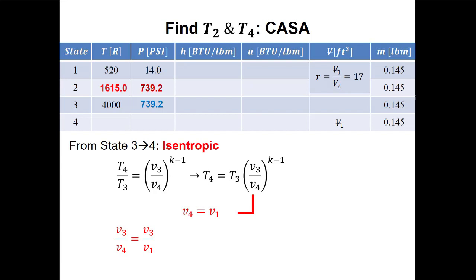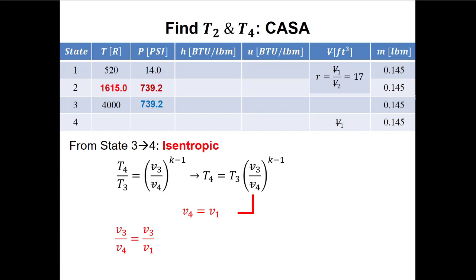So V3 divided by V4 is the same thing as V3 divided by V1. Now, maybe you're sitting there thinking, how does that even help me? Because there's two ratios I know, right? One is my compression ratio, the other is my cutoff ratio, and neither of those things is V3 divided by V1.